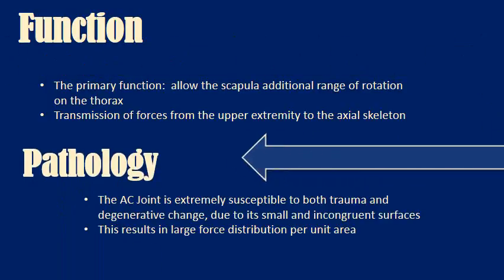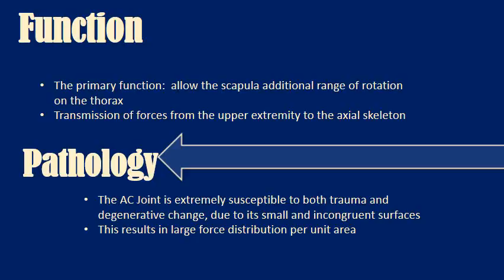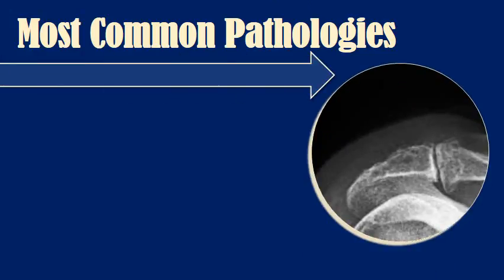The AC joint is extremely susceptible to both trauma and degenerative changes. This is due to its small and incongruent surfaces that result in large force distribution per unit area. The following are 3 pathological processes that can occur at the AC joint.